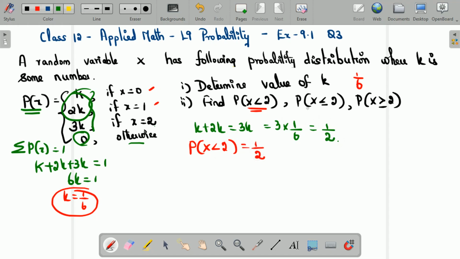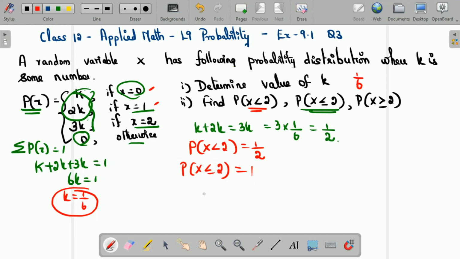Now let's calculate what is probability of x less than or equal to 2. So here I have to include x is equal to 0, x is equal to 1 and x is equal to 2. We just know that the sum of all these probabilities is equal to 1. So directly we can write that probability of x less than or equal to 2 is equal to 1.